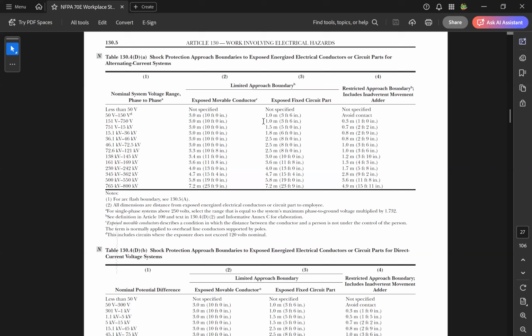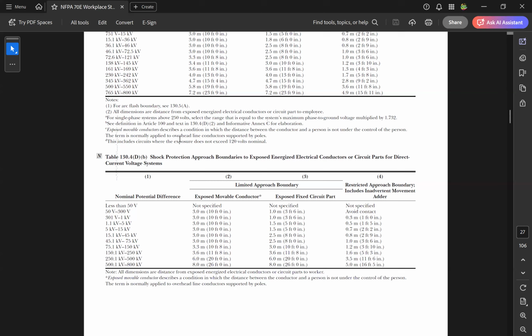No matter what piece of equipment it is, if it's in this voltage range, that limited approach is going to be 3 feet 6 inches. The restricted approach, it's going to be 1 foot, so 12 inches. And that's for any system voltage level with the arc flash label that's within these voltage ranges.